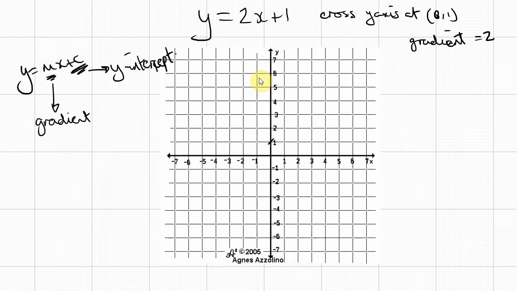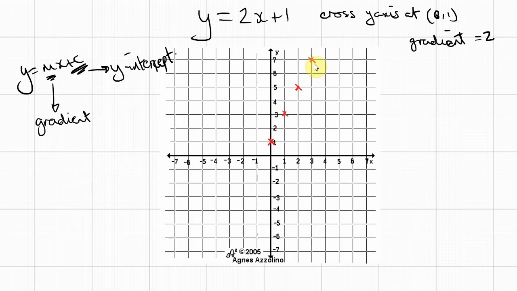So if I plot my coordinate here, I'm going to do it in a different colour actually. So I'm crossing the y-axis at 1, so I'm going to draw my first coordinate there. Because I've got a gradient of 2, every time I go 1 square across, I'm going to go 2 squares up. So then I plot my next coordinate there. Then I'm going to go 1 square across and 2 squares up. So I plot a coordinate there. Generally you can stop after 3, but I'm going to do a few more just to prove the point. 1 across and 2 up.